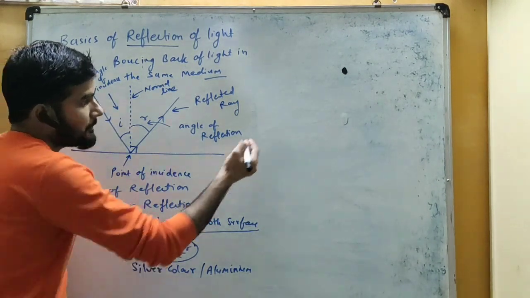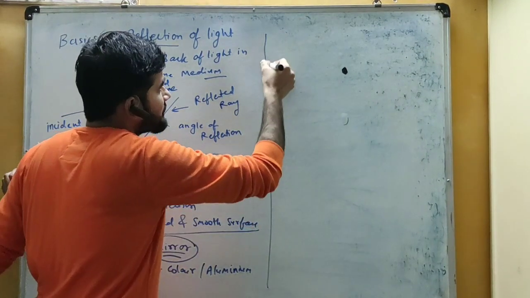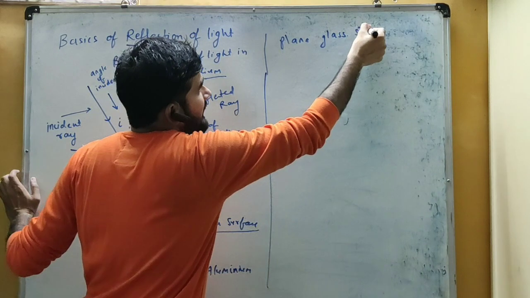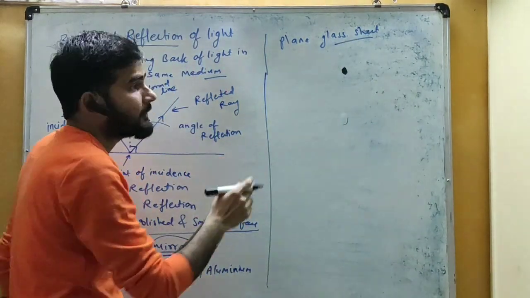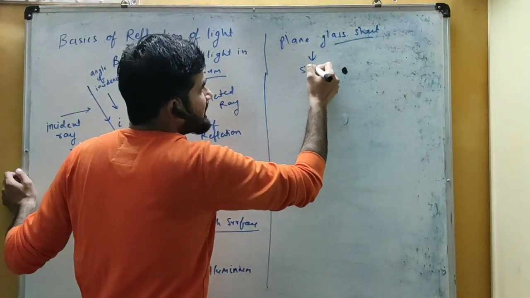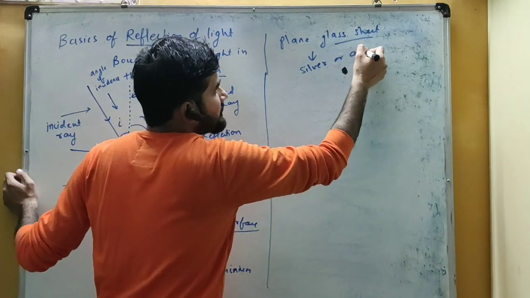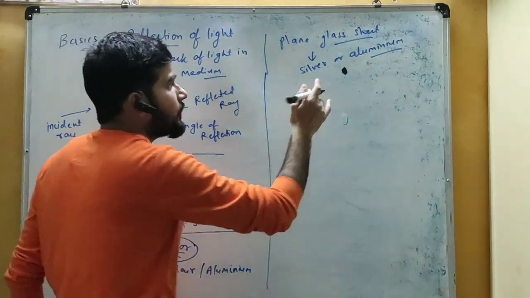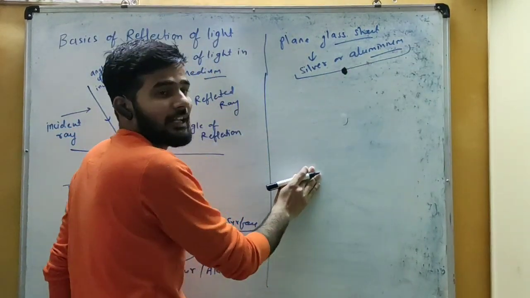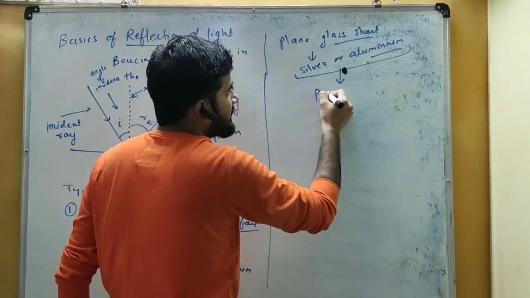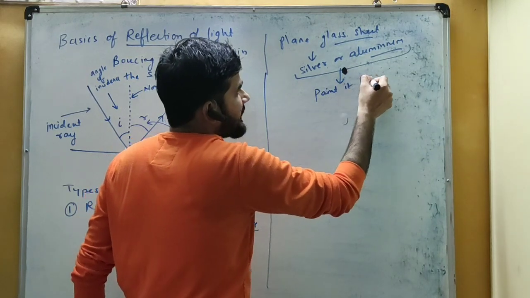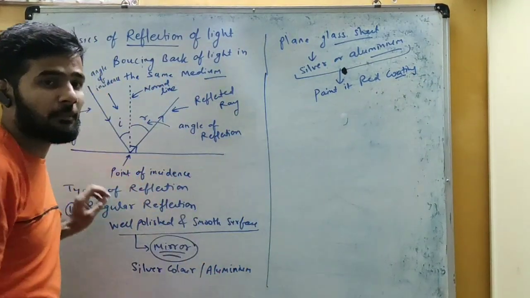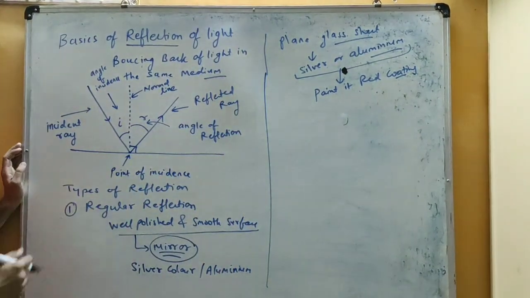So first of all, we will take a plain glass sheet, and on that plain glass sheet we will paint either silver or aluminium. Generally we will use aluminium, and to protect that silver or aluminium layer, we will paint it with a red coating or any color that you want. So we get a mirror, and that can be used for regular reflection.